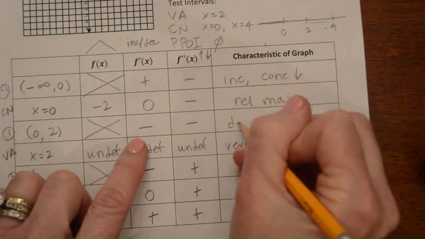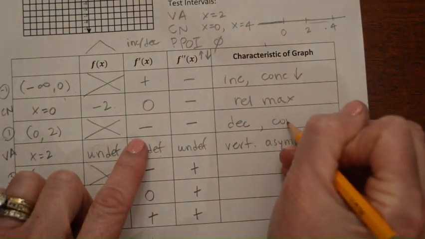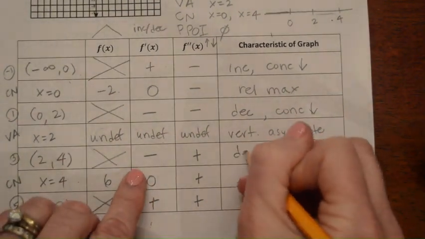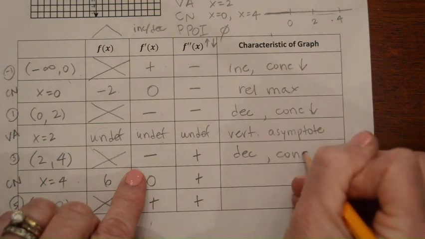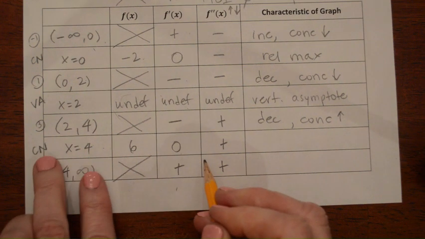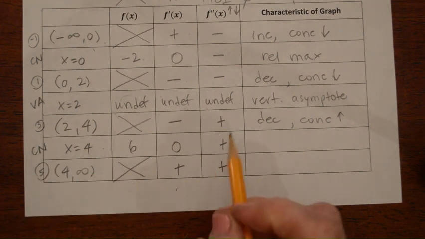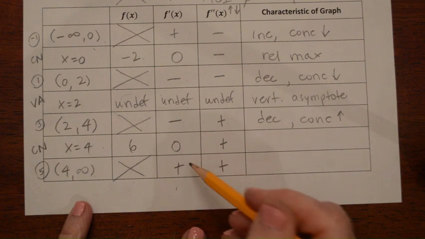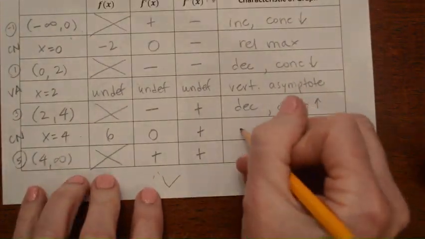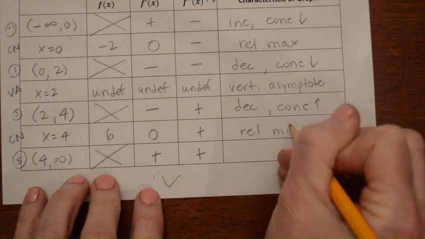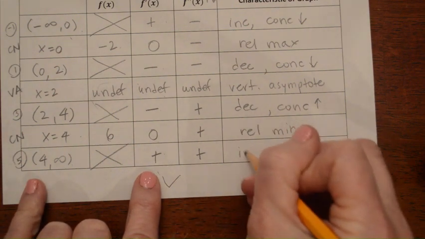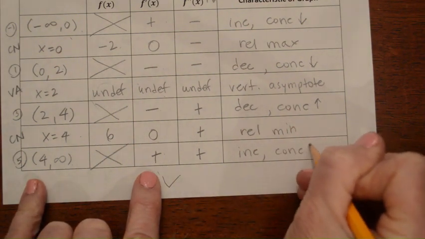All right, this is decreasing and concave down. This is decreasing and concave up. All right, here again, we're checking. This is a critical number, which means it could be a max or a min. So we're going from decreasing to increasing, decreasing to increasing. That means this is a relative min. And then finally, this is increasing and concave up.